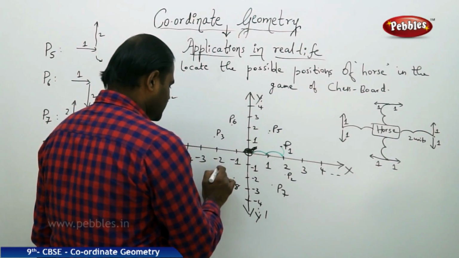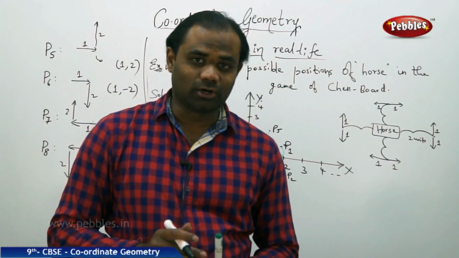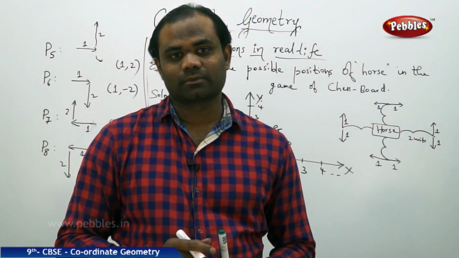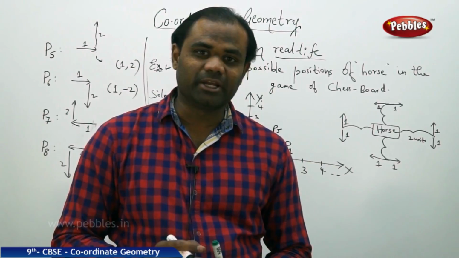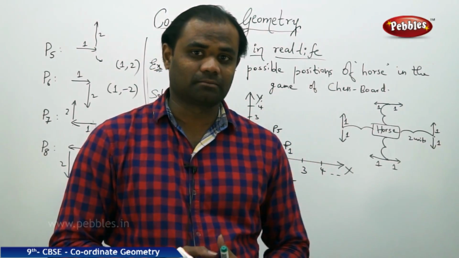This is how we understand the connection of the movement of horse with the chessboard. There are 8 different positions made by the horse in the chessboard when we locate through the Cartesian plane in the XY coordinate system.